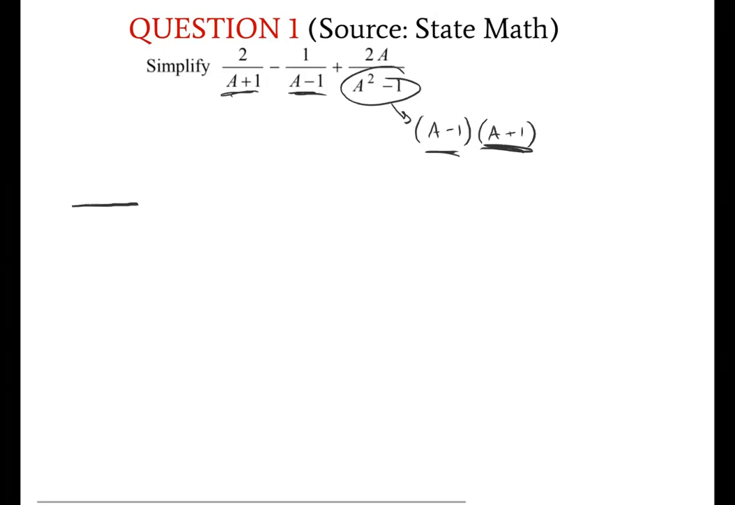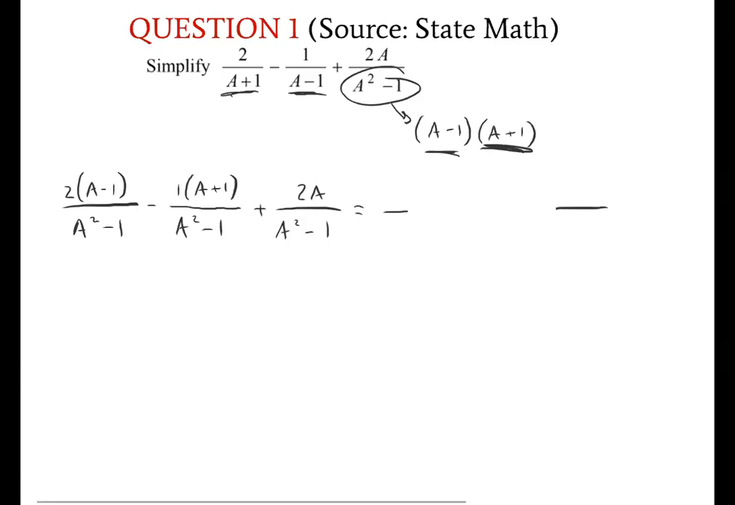Now we just subtract. So over a squared minus 1, our numerator will be 2 times a minus 1. And then for the next fraction, it will be 1 times a plus 2. And then this is just the same. Okay, now we can put this all into one fraction.